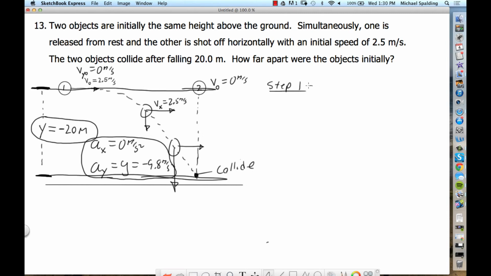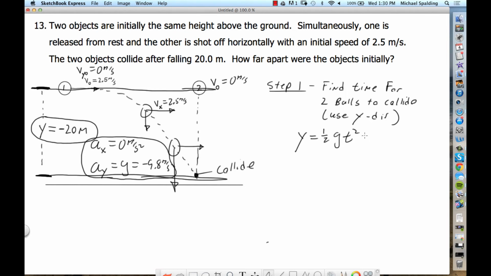So here's step one. Step one, find time for two balls to collide. Okay? And we're going to use the y direction. So here's what we do. We go y equals 1/2 gt squared plus vy initial t.